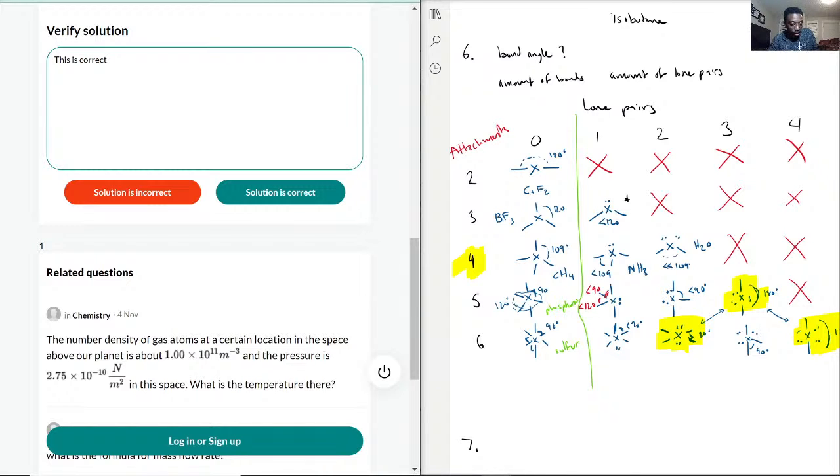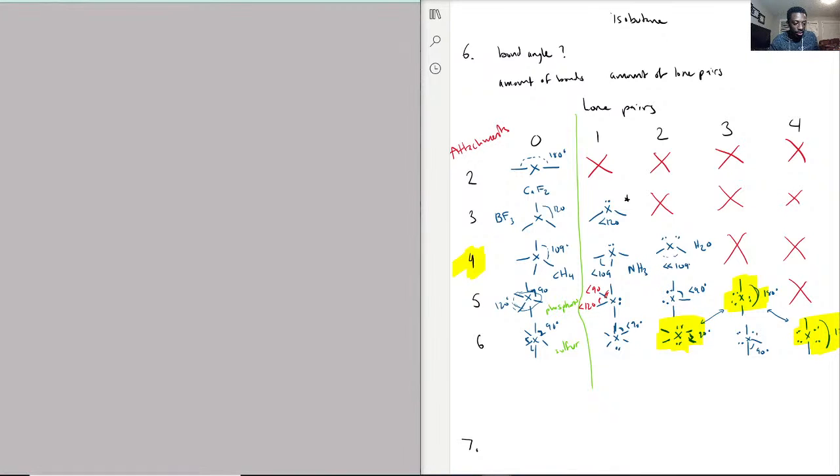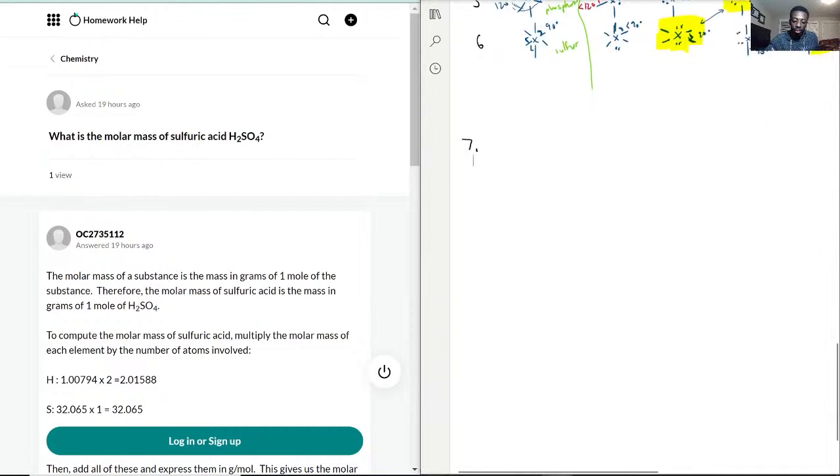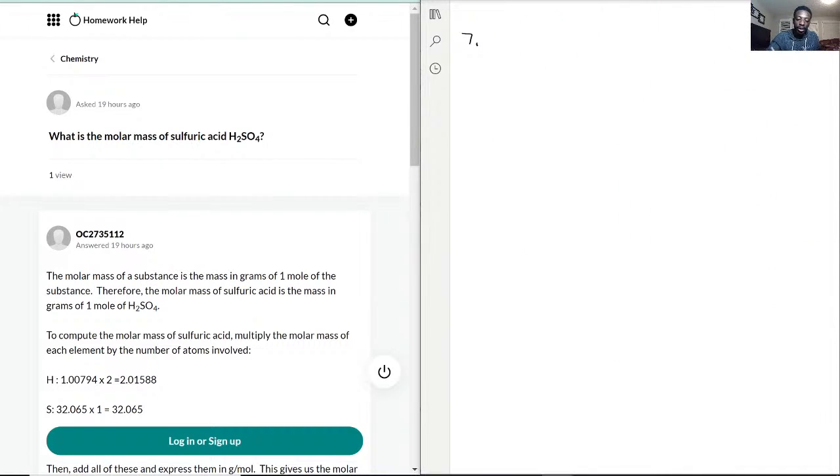Okay. Now let's move on to the next question. What is the molar mass of sulfuric acid? Thank gosh that they just gave us the actual name of it. So H2SO4. How do we find molar mass?